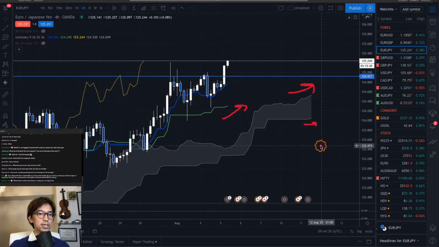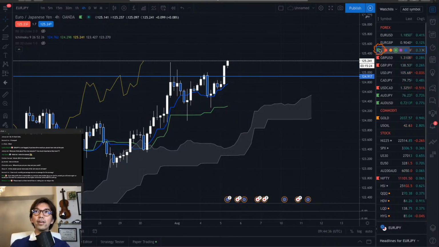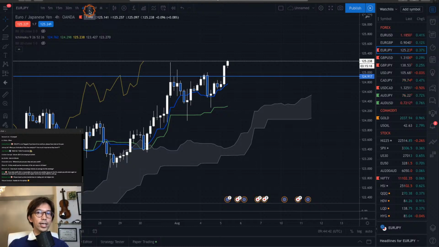So yeah, I think this is a great buying trend, I mean uptrend. So I put the mark because I can confirm it. The daily chart is more uptrending than the 4-hour.